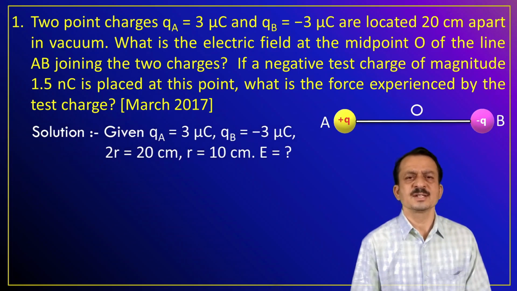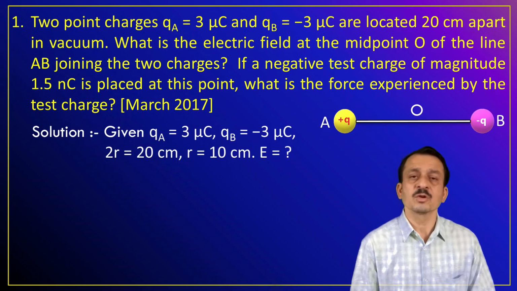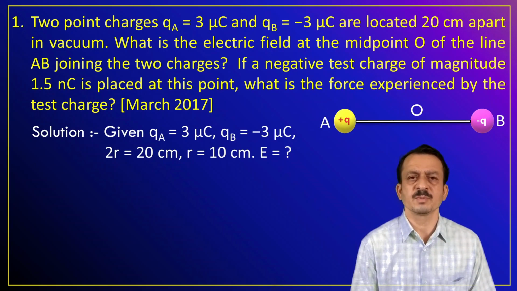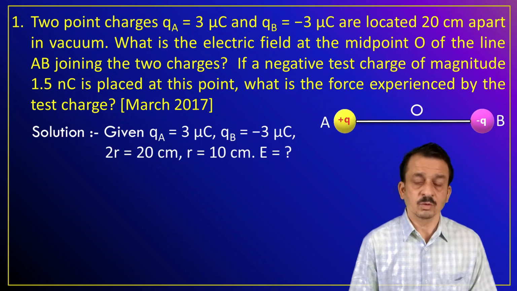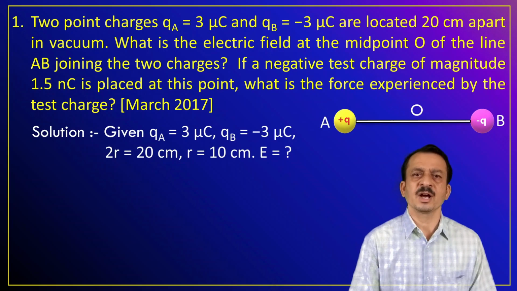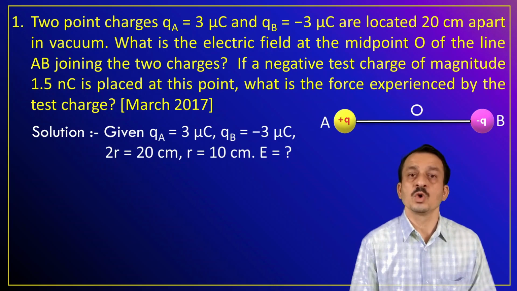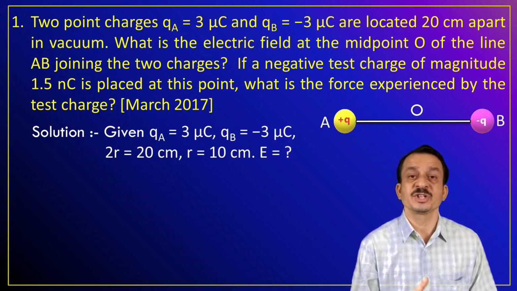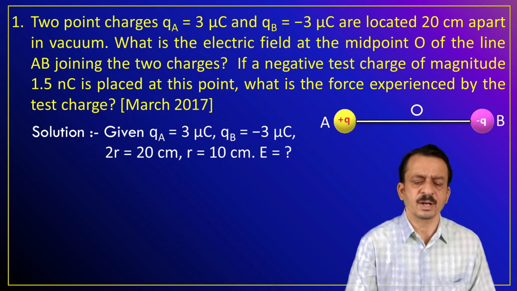What are the given things here? Charge QA is given as 3 microcoulomb. Micro means 10 to the power of minus 6. And charge QB is also minus 3 microcoulomb. They are separated by a distance of 20 centimeter. Here I am taking the separation as 2r. Therefore, from the midpoint, the separation is 10 centimeter. That has to be converted into meter, you should remember.